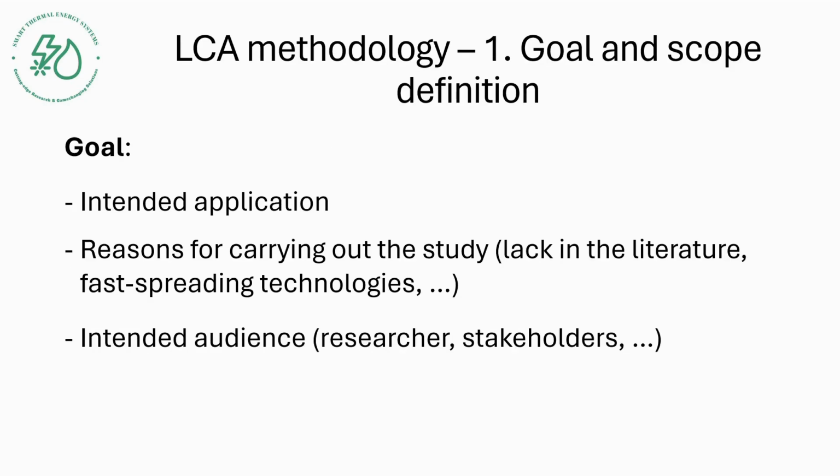The first phase, the goal and scope definition, is divided in the definition of the goal, that is the definition of the intended application, the reasons for carrying out the study, for example, a lack in the literature, fast-spreading technologies, and so on, and the intended audience, like, for example, researchers or stakeholders, and so on.